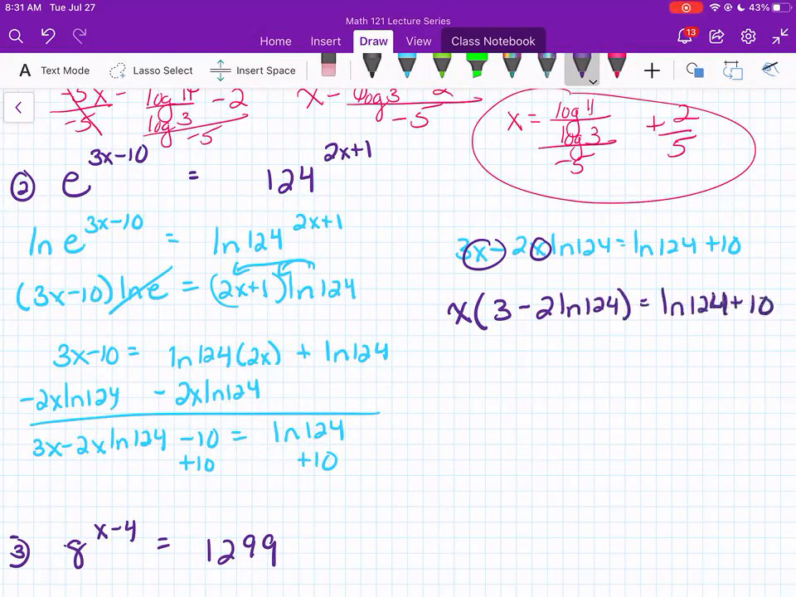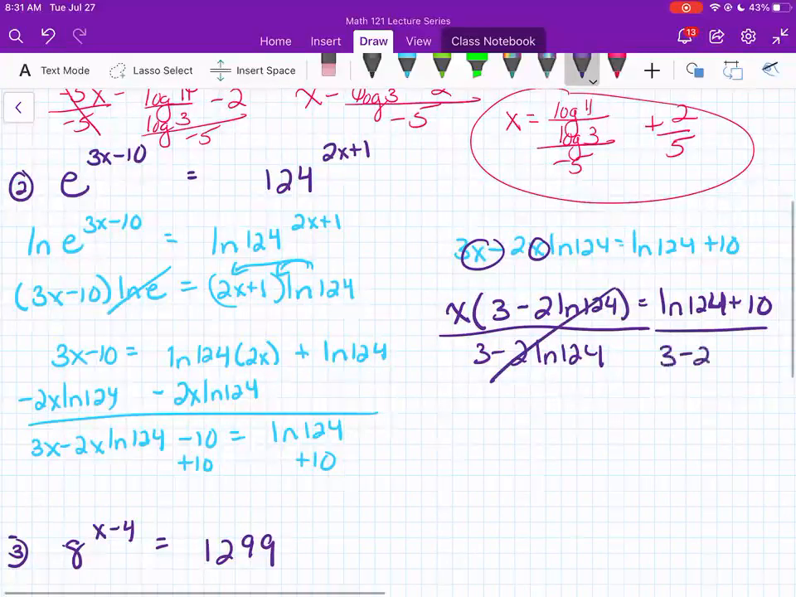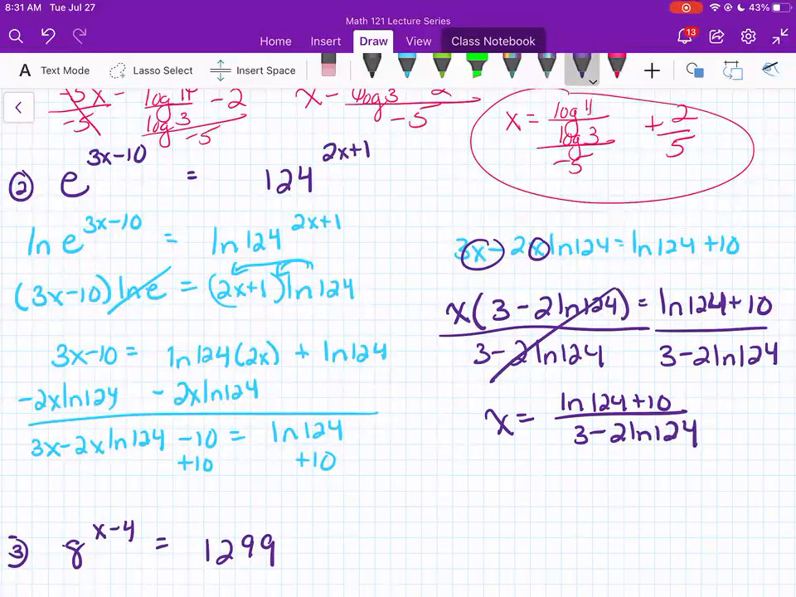And now I can divide by this entire piece here. X equals ln of 124 plus 10 over 3 minus 2 ln of 124. This would be the exact answer, and then I can plug it in to get the rounded answer.